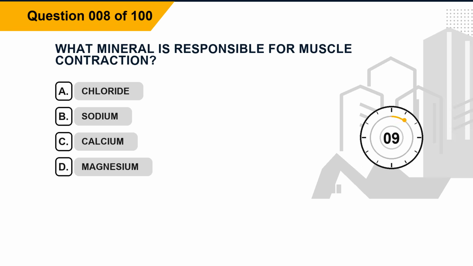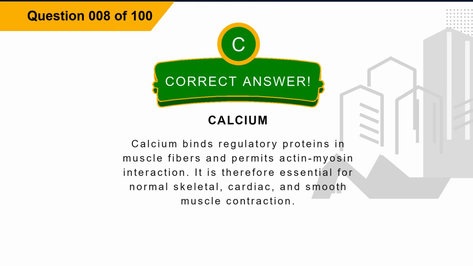Question 8. What mineral is responsible for muscle contraction? Option A. Chloride. Option B. Sodium. Option C. Calcium. Option D. Magnesium. The correct answer is option C. Calcium. Explanation. Calcium binds regulatory proteins in muscle fibers and permits actin-myosin interaction. It is therefore essential for normal skeletal, cardiac, and smooth muscle contraction.